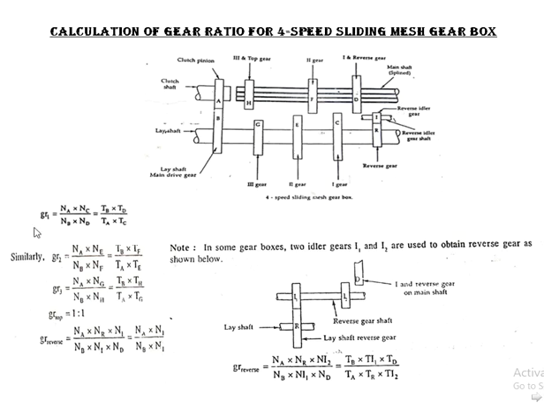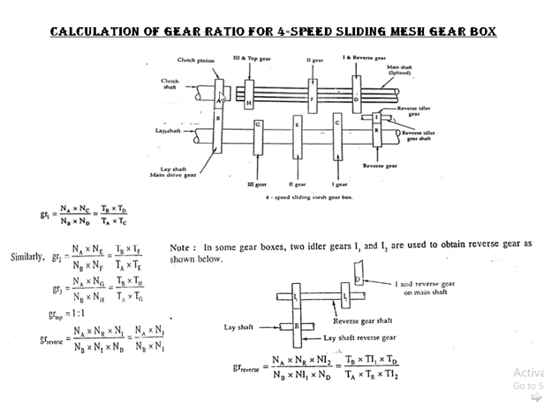First gear ratio we are going to see here. Always remember in the sliding mesh gearbox, the clutch pinion and main drive gear are connected continuously. There is no change. The power is transmitted from the clutch shaft to the lay shaft, it is fixed. So that is why the gear ratio, depending upon the speed, is Na by Nb.